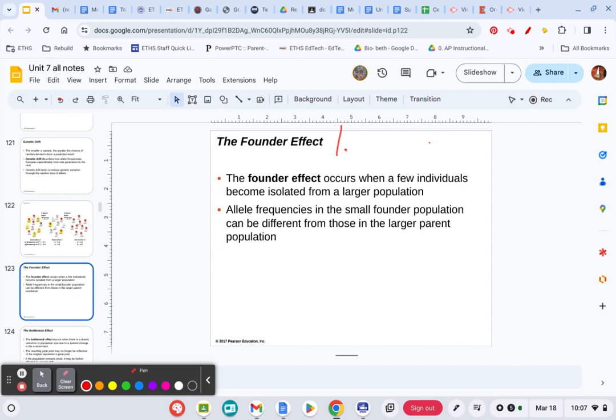And it was just chance that happened. And so as a result, you get this new population that has different alleles from the mainland population. But it's just a small subset that go over, and they just happen to go over by random chance.